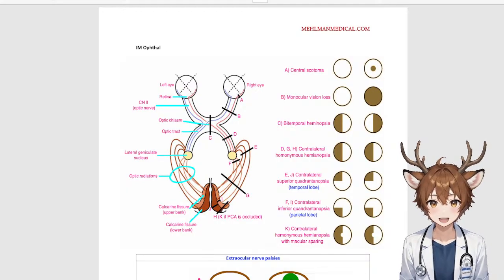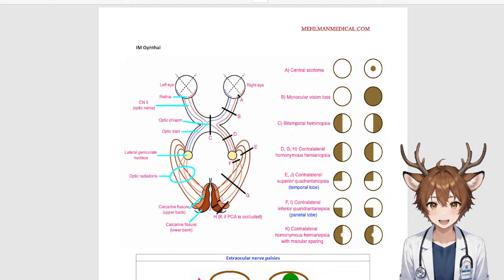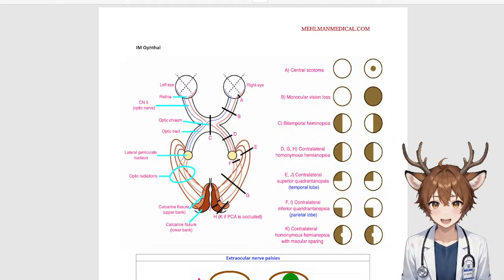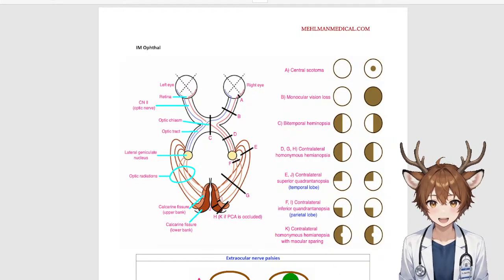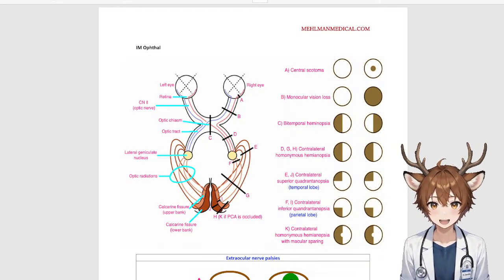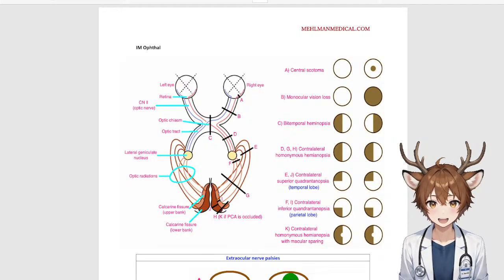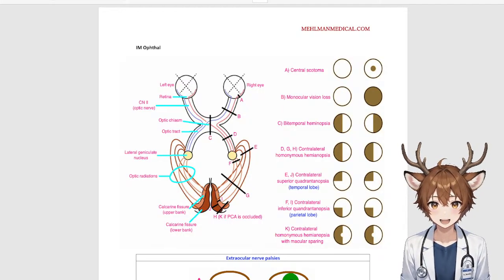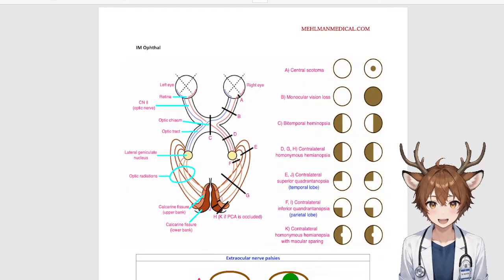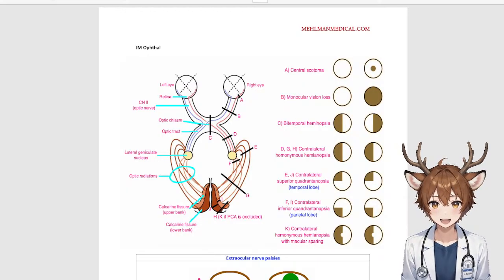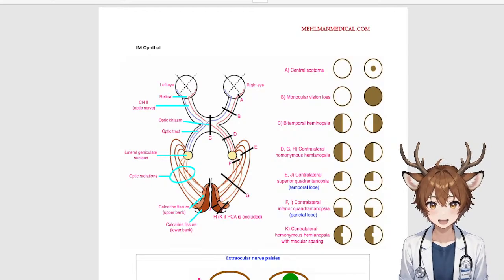These other things here. So A is the central scotoma right there. These are the pathologies. So A would be a central scotoma, and it creates that presentation in the eyes when you're looking around. There's a spot in the middle. You can read if you want to. B would be a monocular vision loss in the right eye. Makes sense.